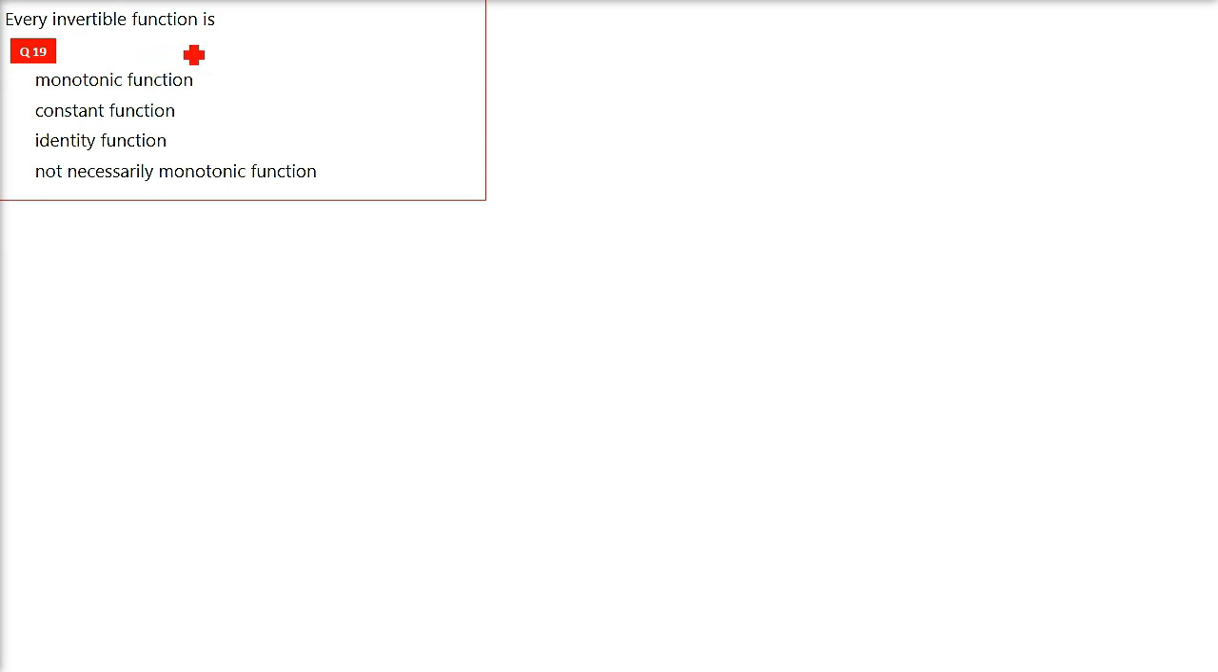Every invertible function is, as we have seen previously also, a monotonic function. In the previous question also I told you that this function is monotonically increasing and the option was that f inverse exists, or the function f is invertible. So if it is invertible, that indicates that we are dealing with a monotonic function. So this is how we are going to write.